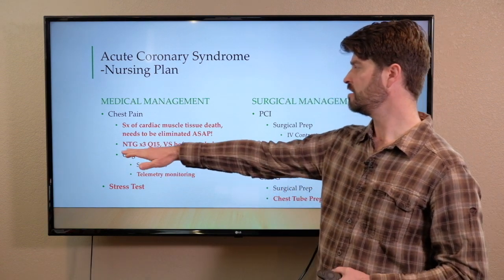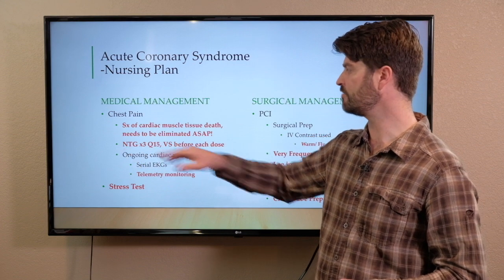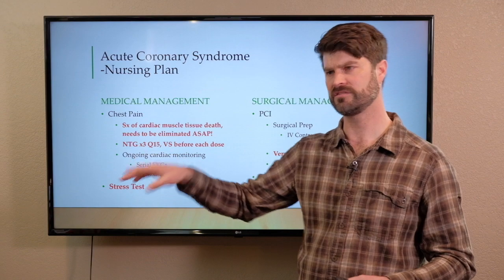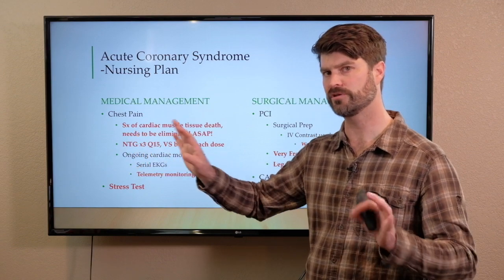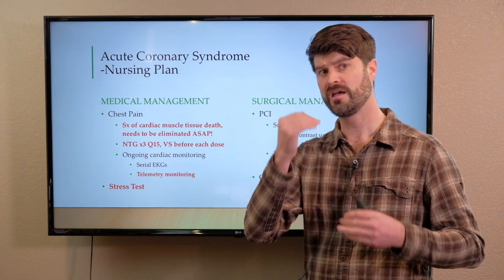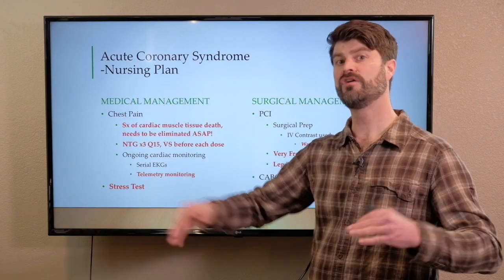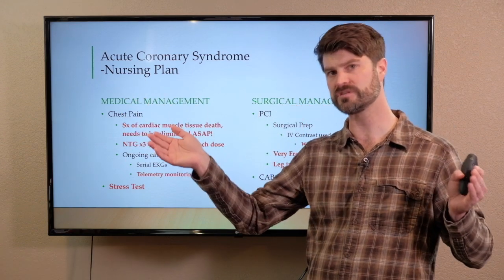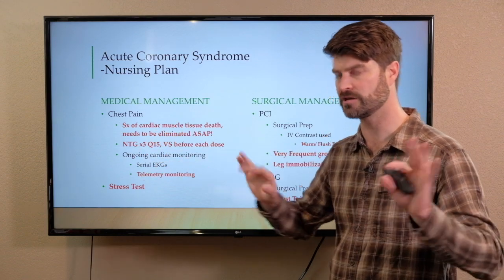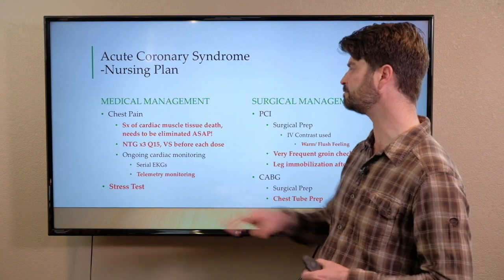So we need to eliminate their chest pain as quickly as possible. Ways we do that, nitroglycerin times 3 every 15 minutes. So we give 1 tab of nitro. I wrote this kind of funny. Sorry, let me clarify it. So we give 1 tab of nitro sublingually every 15 minutes for a total of 3 doses. Not 3 tabs every 15 minutes. I wrote that weird. Sorry about that.